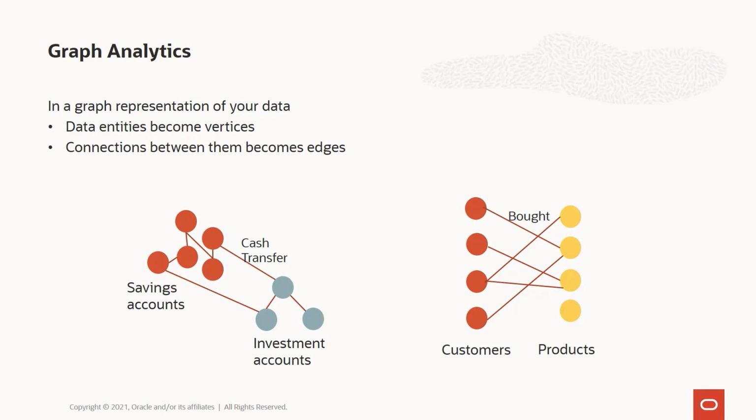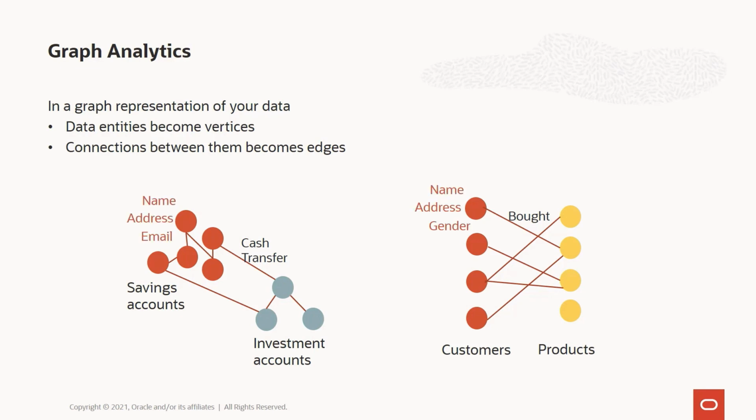In the example on the left, you have bank accounts, which can become vertices in your graph, and any relationship between them can become an edge. So when an account transfers money to another account, that's a relationship, and that can be an edge, a cash transfer edge. On the right, you have customers and products as two different types of vertices. And when a customer buys a product, that's a relationship between two vertices, and that becomes an edge. So any logical connection between data entities can become an edge in your graph.